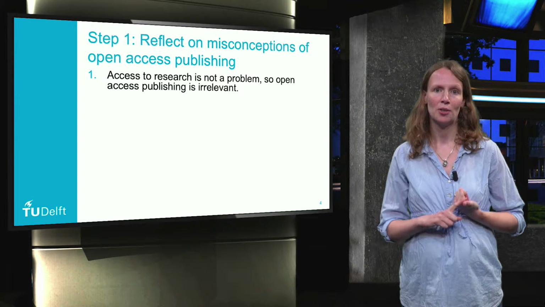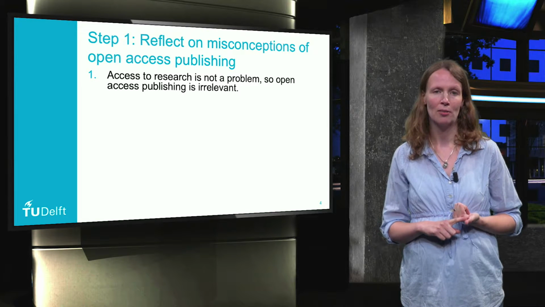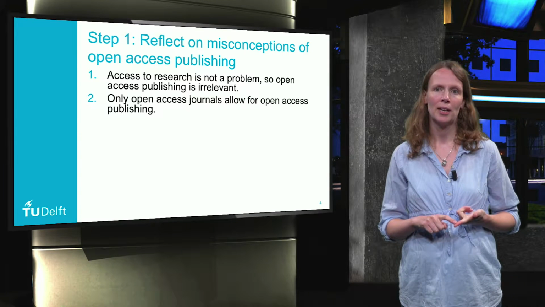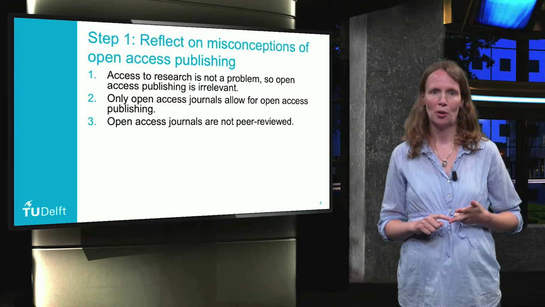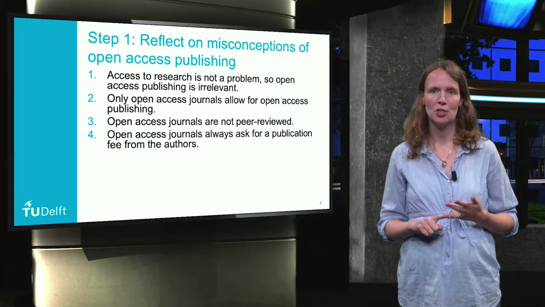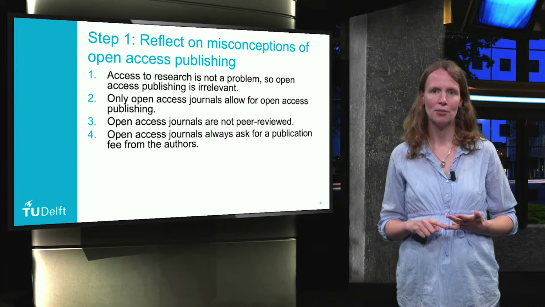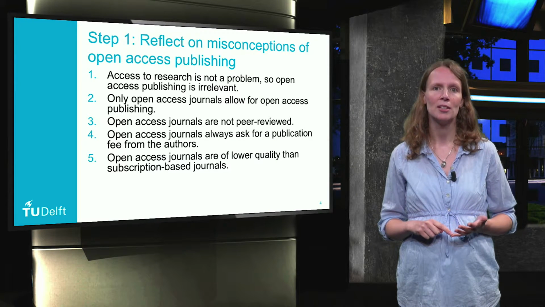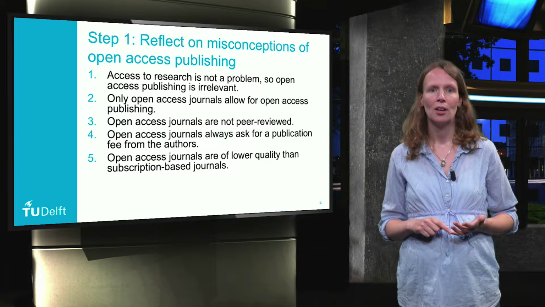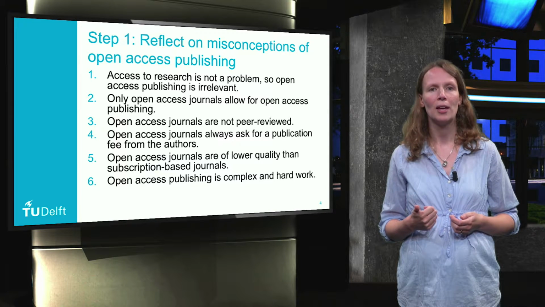Access to research is not a problem, so open access publishing is irrelevant. Only open access journals allow for open access publishing. Open access journals are not peer-reviewed. Open access journals always ask for a publication fee from the authors. Open access journals are of lower quality than subscription-based journals. And open access publishing is complex and hard work.